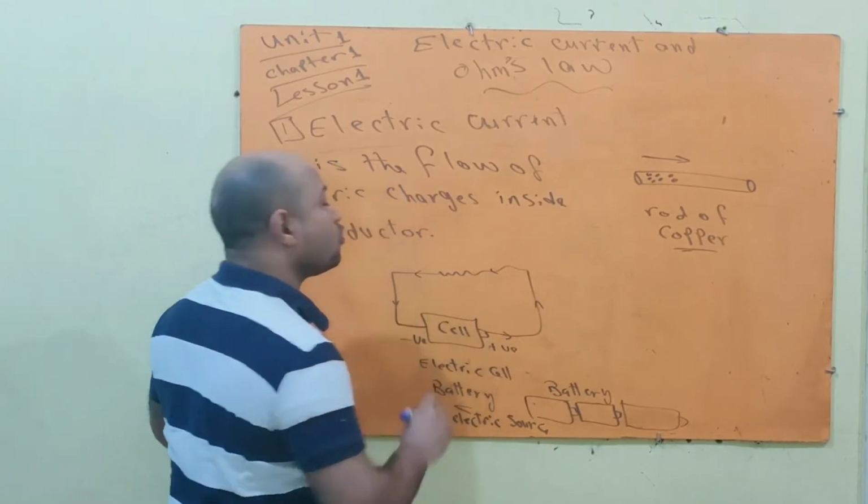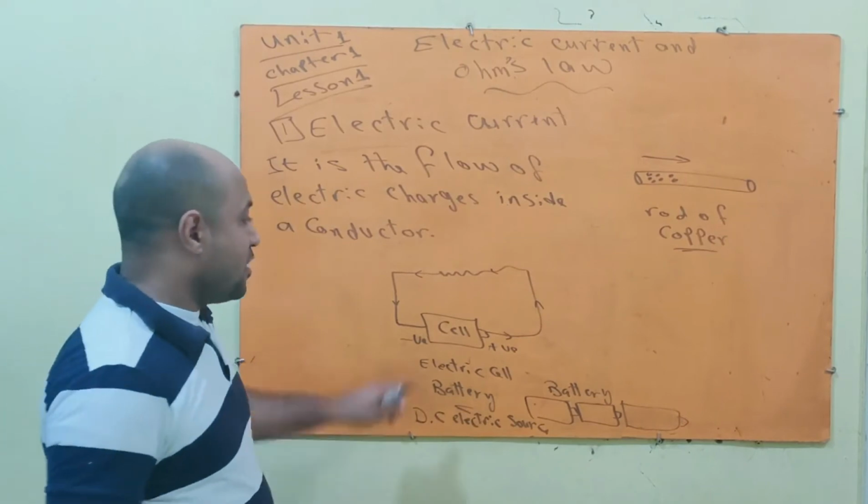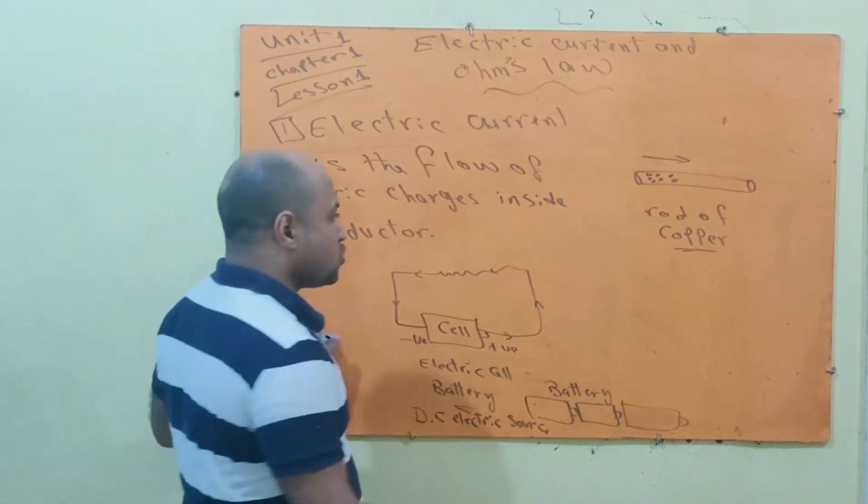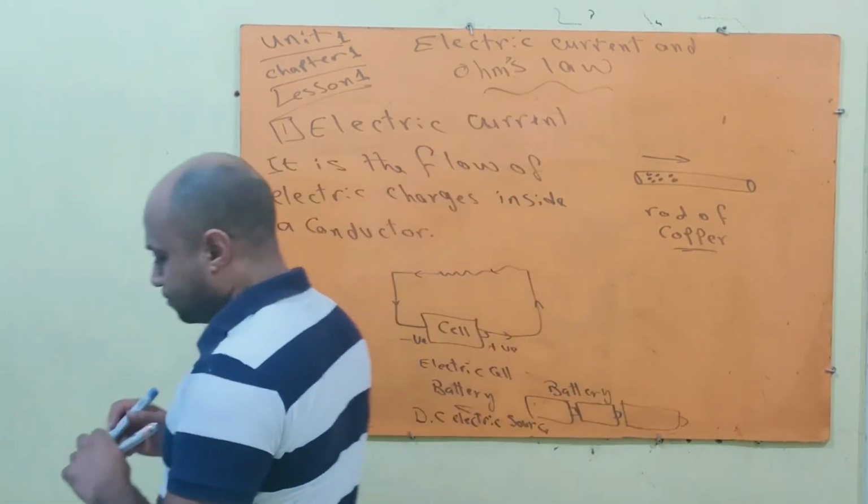So we have two current directions. This direction is called conventional current or current flow. So what's meant by current flow?